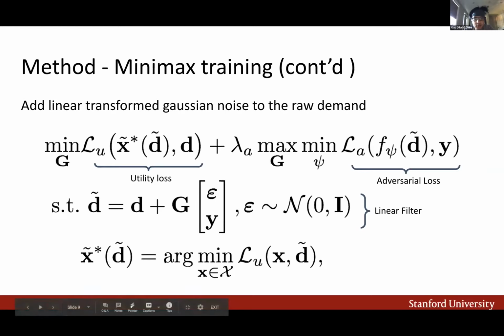So one of the issues here is that now the control cost is minimized using the privatized demand. So how different could the control decision be compared with the control optimized with the raw demand? That's a very interesting question that we're going to cover in the next few slides.